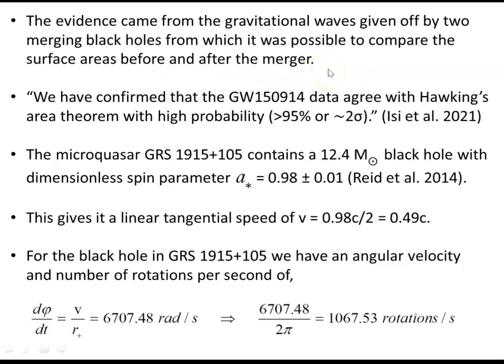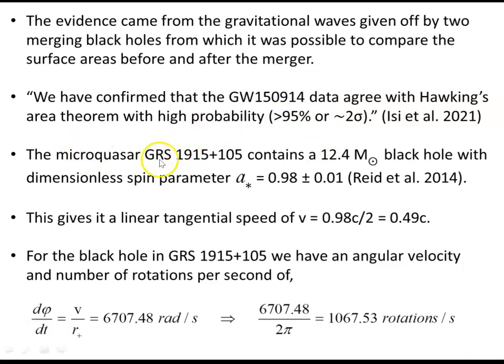So the two objects that merged, the surface areas and masses were known beforehand, and then it was possible for these researchers after the merger to calculate the new surface area of the new object that was formed. They have confirmed, in their own words, that the GW150914 data agree with Hawking's area theorem with high probability, greater than 95% or 2 sigma, Isi and others, 2021. All right, so surface area does increase, it does not decrease.